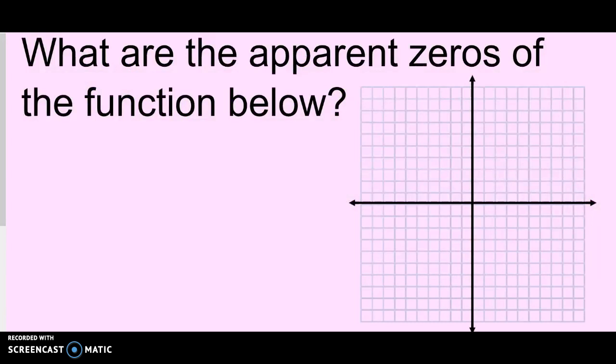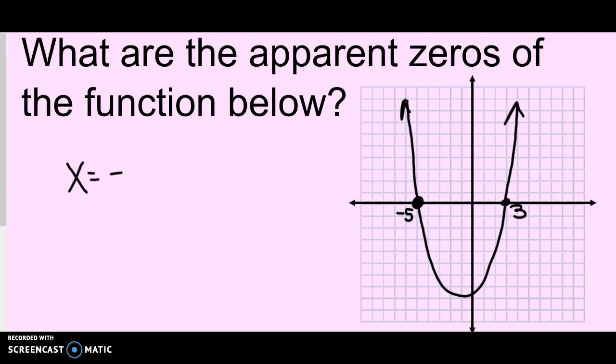What are the apparent zeros of the function below? Well, if I drew this one here like that, and maybe that like that, and I drew it like this, basically, tell me what the zeros are, or the solutions. So you're really just going to look here. 1, 2, 3, 4, 5, negative 5. And then this one should be at 3. So your answers are going to be x equals negative 5 and x equals 3. All right, so that one was easy.